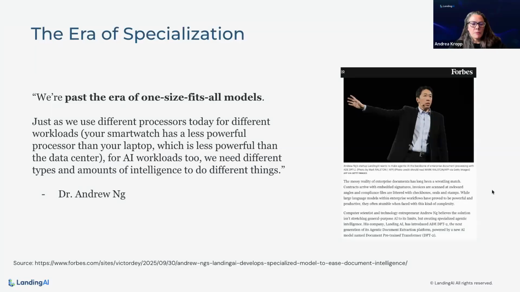So, in this great Forbes article from the end of last year, Dr. Ng talks about the fact that we're kind of past the era of one-size-fits-all large language models. His prediction for the future is that we're going to start to see more niche models that are good at particular AI workloads. So that's really what we're talking about today. We're going to be sharing our document pre-trained transformer, DPT. And this is a model that is specific to work on documents, not a one-size-fits-all kind of vision language model.